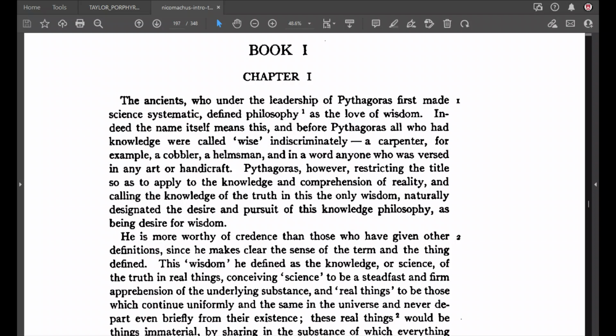Pythagoras argued that wisdom is to know the truth. Wisdom is to know reality. That's what wisdom truly is. This is the only wisdom, Pythagoras argued. The knowledge of the truth is the only real wisdom. And the title of a wise man should only be given to a man who knows this truth.